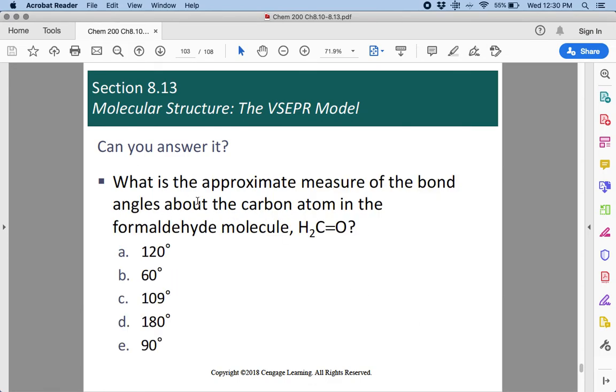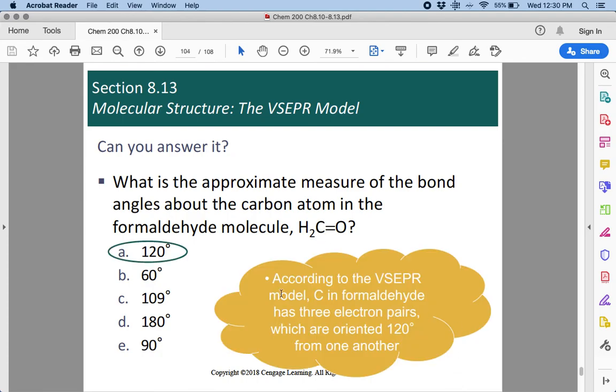What is the approximate measure of the bond angle about the carbon atom in the formaldehyde molecule? So we're giving you this Lewis structure here. When we see the H2, that means there's a hydrogen here and a hydrogen here on the carbon. To be able to figure this out, you first need to figure out the electronic and the molecular geometry so you know which angle you're talking about. In this case, we're talking about a 120 degree angle around the carbon atom because we have three electronic groups, one going to the oxygen and one to each hydrogen. So they're evenly spaced 120 degrees apart from each other.